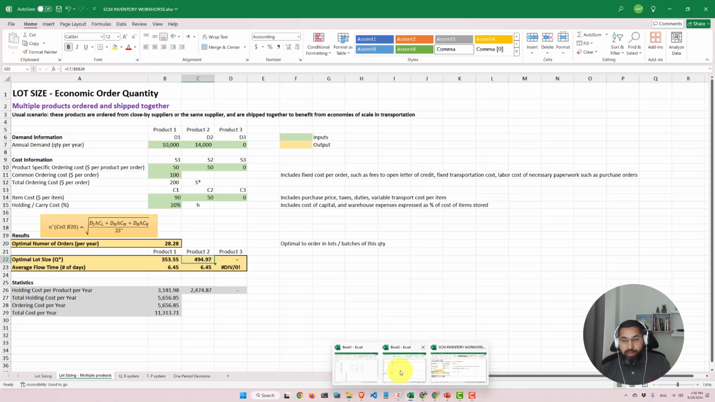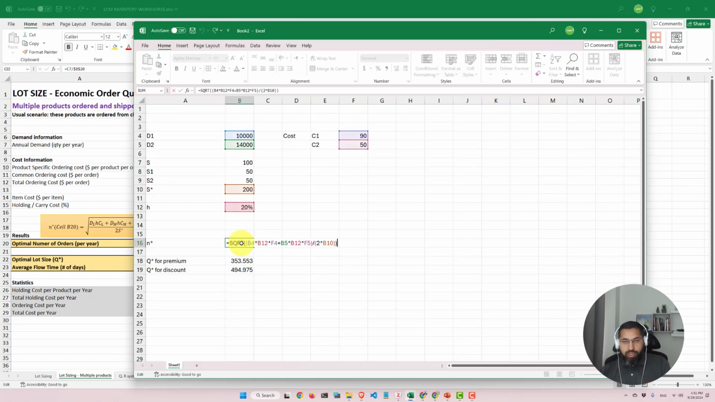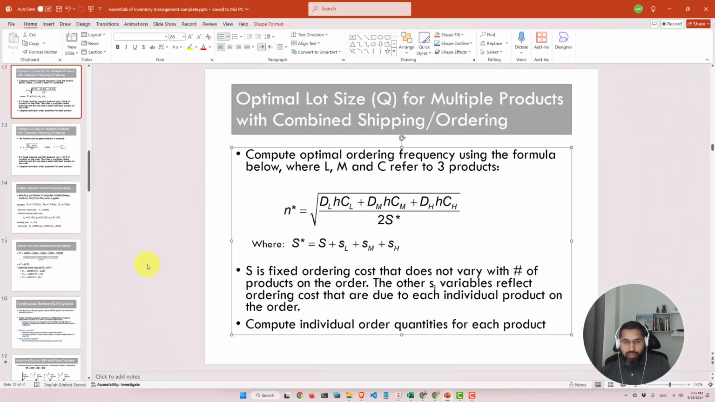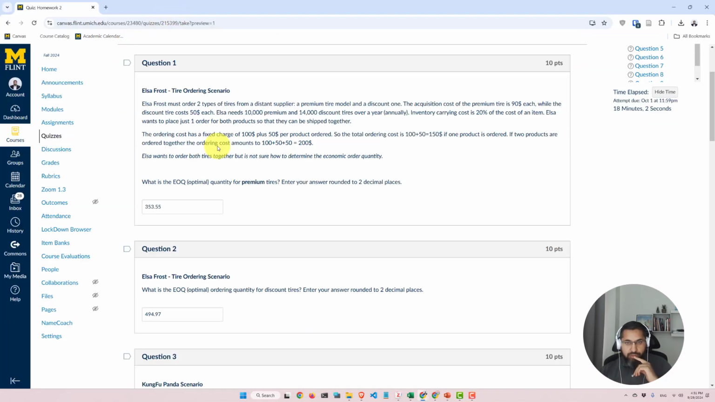So you could do it by yourself by putting in the formula. It's not that complicated. This is the formula for N star right here. Or you could just use the inventory workhorse file to compute it. And the formula is given right here. And you also have a worked example in the slides. Okay, so that's it for the first couple of questions.